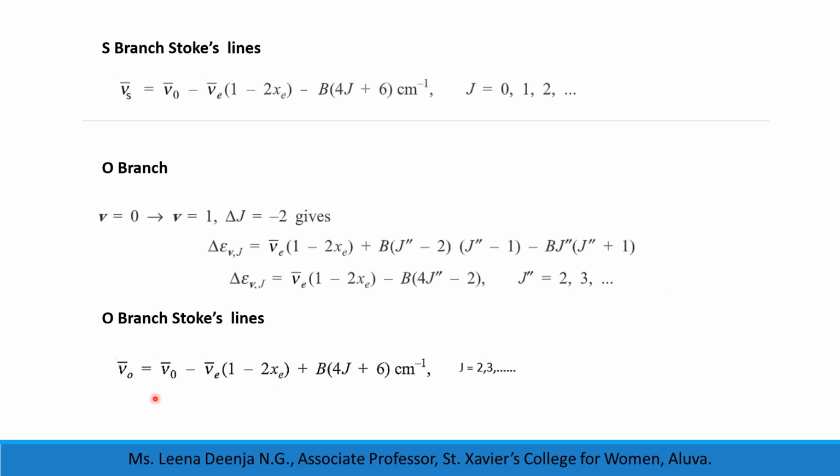And the frequency corresponding to the O branch Stokes line is nu bar O equal to nu 0 bar minus the change in frequency. So it is minus nu bar E into (1 minus 2xe). Here already there is a minus, so minus minus becomes plus. So plus B into (4j plus 6) centimeter raised to minus 1. For this j we can take 2, 3, 4, etc.